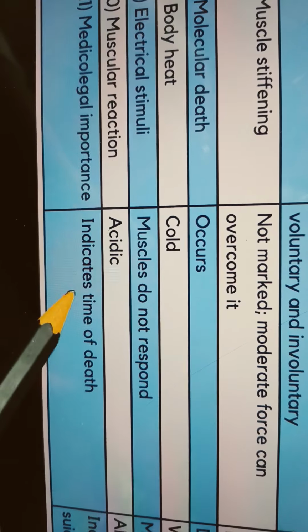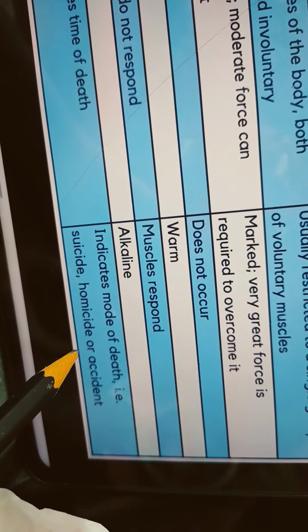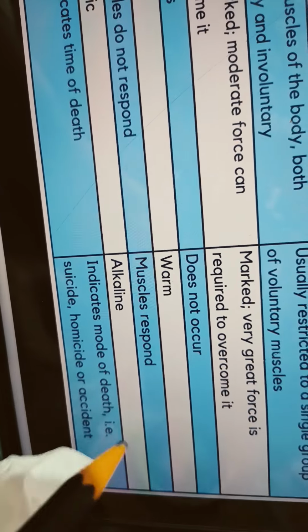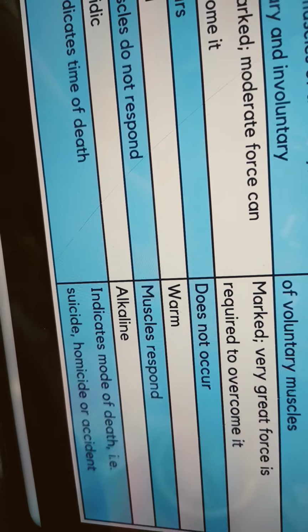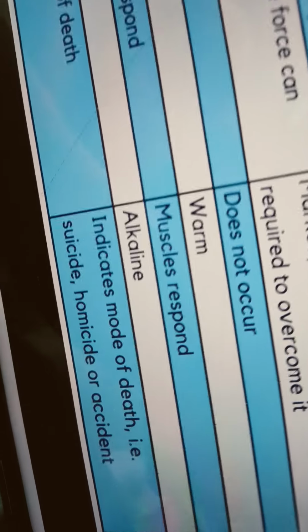In cadaveric spasm it is alkaline. Medico-legal importance: rigor mortis indicates time of death. Cadaveric spasm indicates mode of death, that is, whether it is suicide, homicide or accident.